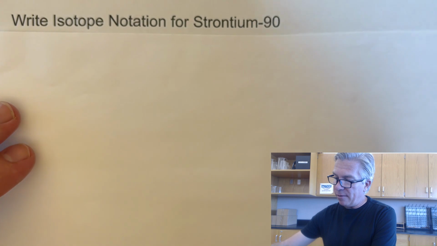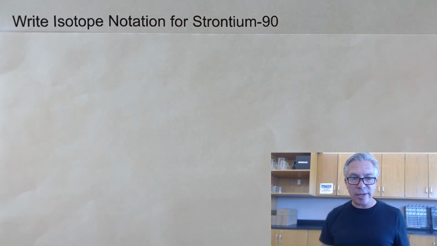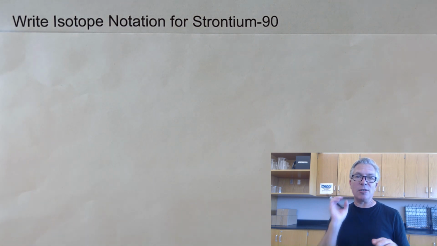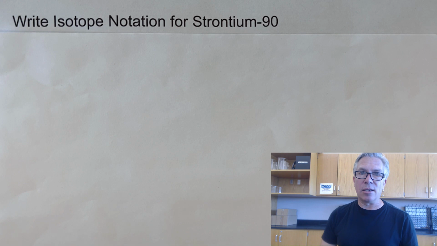All right, moment of truth. Time for you to try. I've chosen another one of my favorite isotopes, strontium 90. So take a moment, grab your periodic table. You will need a periodic table to do isotope notation. Pause the video if you'd like and see if you can write a quick isotope notation for strontium 90.